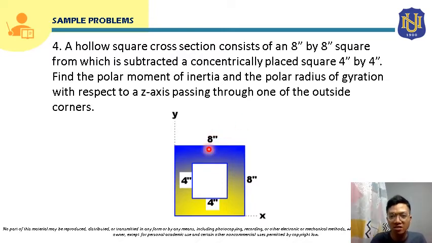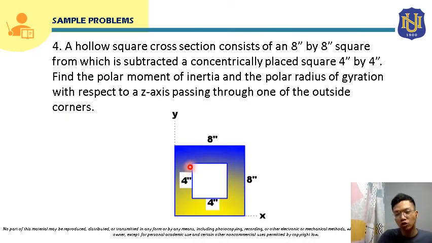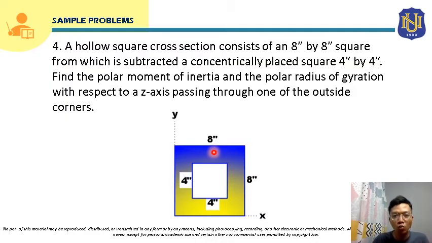So this is the 8 by 8 inches square. As mentioned in the problem, there is a subtracted concentric square, 4 by 4, here. So this is subtracted from the center of this 8 by 8 square. The area that we're going to consider here is just the shaded region. So what we're going to solve here is the polar moment of inertia and the polar radius of gyration with respect to the z-axis passing through one of the outside corners.